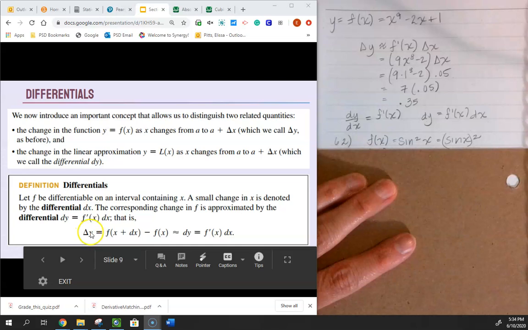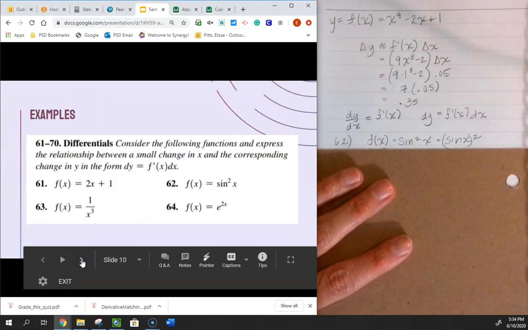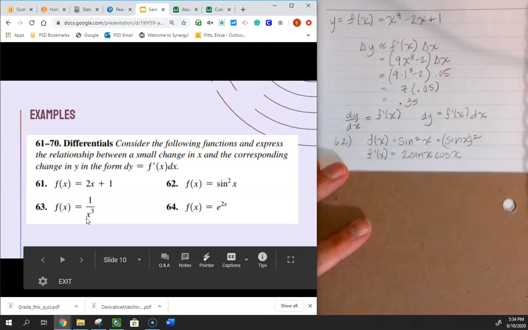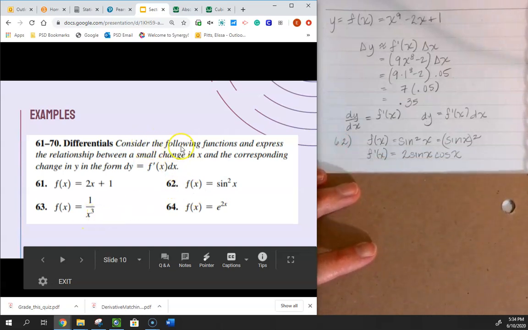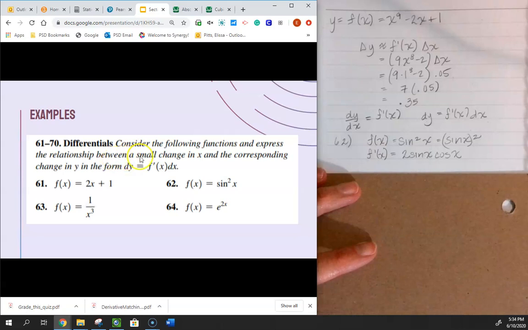So delta y represents the actual change, and dy is the approximation. This little dy represents the approximation to delta y. And so just to use that language with a couple of examples, I chose this number 62. It says consider the following functions and express the relationship between a small change in x and the corresponding change in y in the form dy equals f prime of x dx. The only thing that they're asking you to do here is to write out this expression.